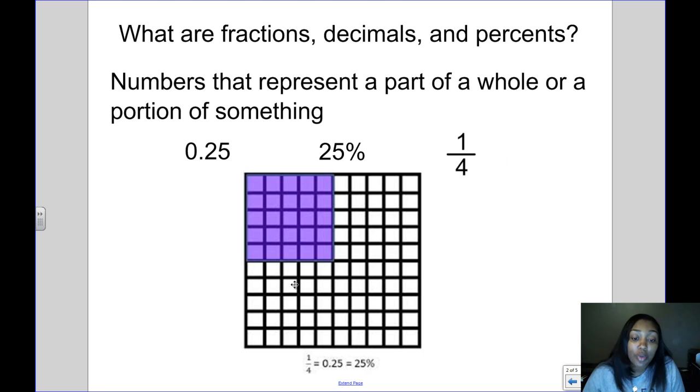So if I have this picture right now, and this is a hundredths grid, and if I were to color in 25 of the boxes, one way that I can show this is I can say that I've colored in 25 hundredths. Another way I can show this is I can say that I've actually colored in 25%. And another way I can show this as a fraction is saying that I've colored in 25 out of 100, and in simplest form that would be 1/4. So remember that fractions, decimals, and percents are all numbers that show a portion or a part of a whole.